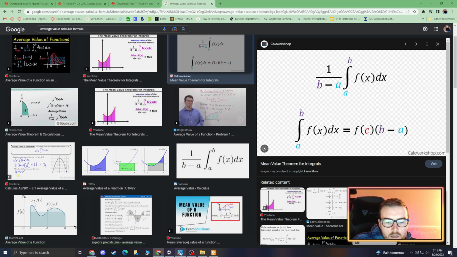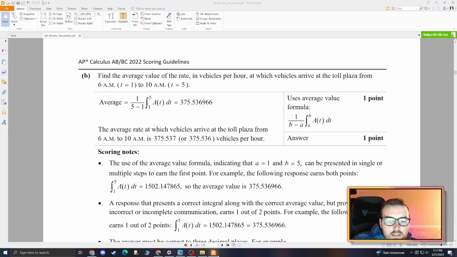So we are taking the integral from the previous answer and multiplying it by 1 over 5 minus 1, because that's b minus a, the top bound minus the bottom bound. So let's find the average value of the rate. So this needs to go into a calculator now. So let's do that. All right.